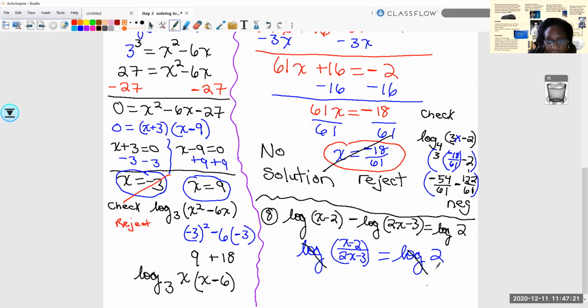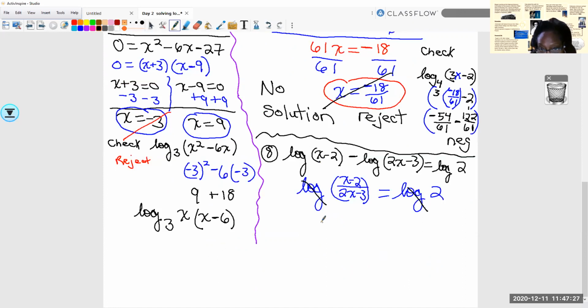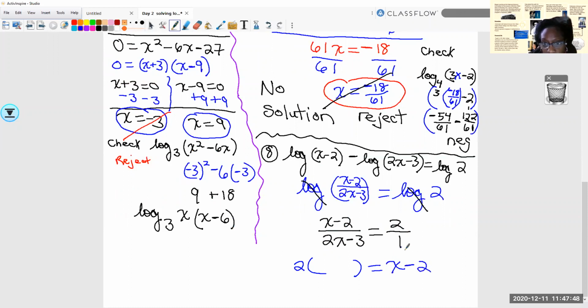This is log base 10. Doesn't matter, they're both on the same side. They're the same. Okay, this is our famous proportion, which in higher math we cross multiply. So this is going to be 2 times x equals x minus 3, or x minus 2, 1 times. All right, multiply. Again, distributive property.